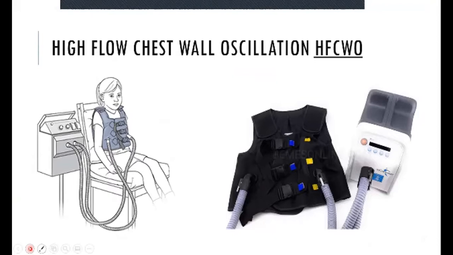This is the chest vest. Well, I just showed you the high frequency chest wall oscillator. You will see it like this, HFCWO. That's what that means, high frequency chest wall oscillation. You've got the machine and you've got the vest. Usually used in our children who have cystic fibrosis patients. All right, that might be it. That's it on that PowerPoint.